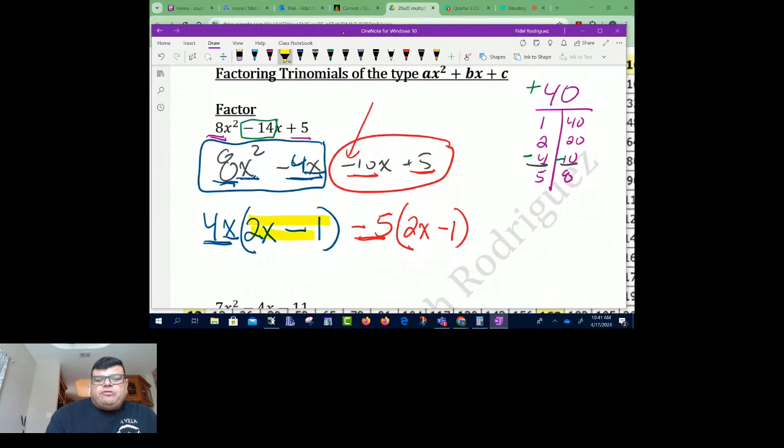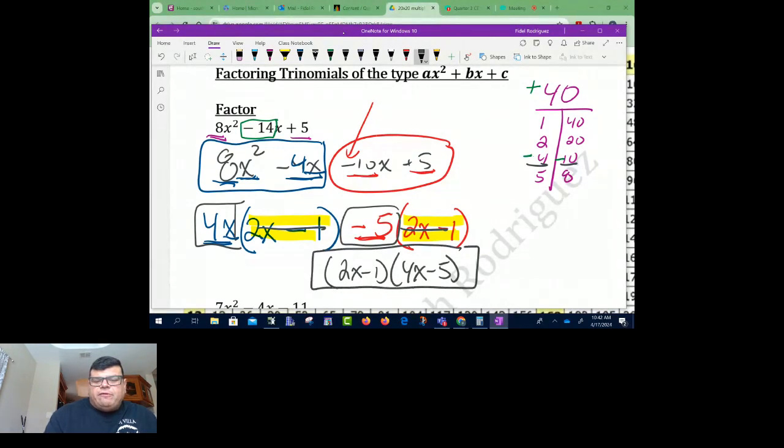Y'all, I want you to notice here, this piece here and that piece there are exactly the same. So look, y'all, 2x minus 1. And then my second factor, 4x minus 5, right? And we're done.